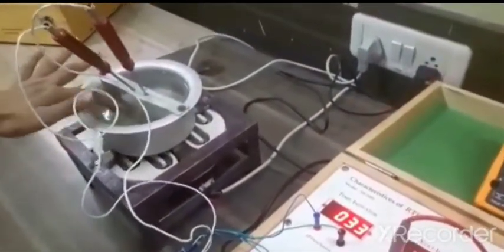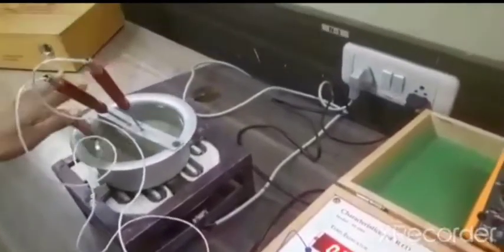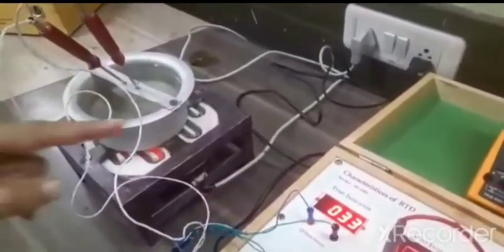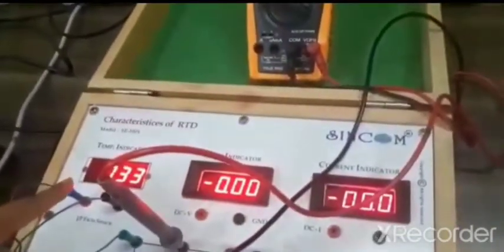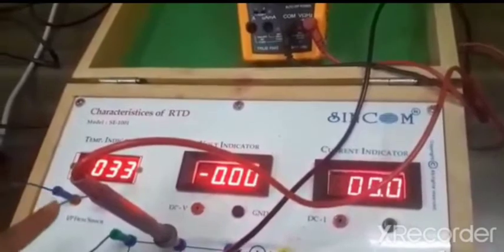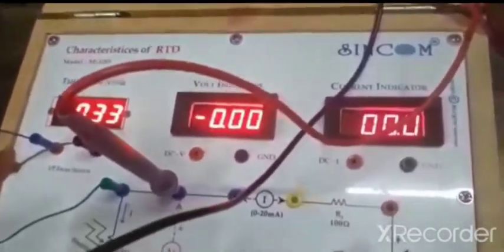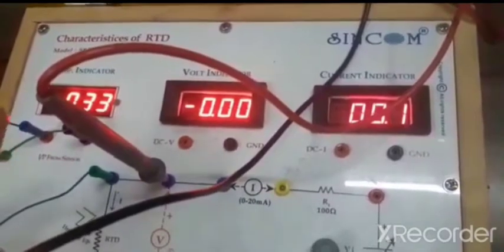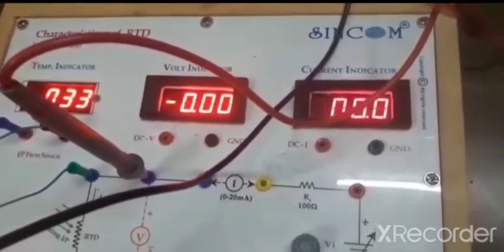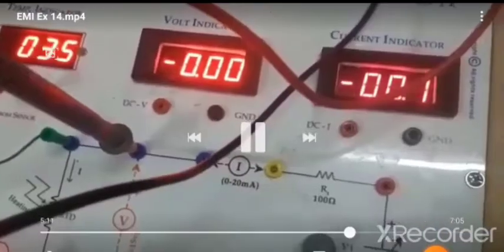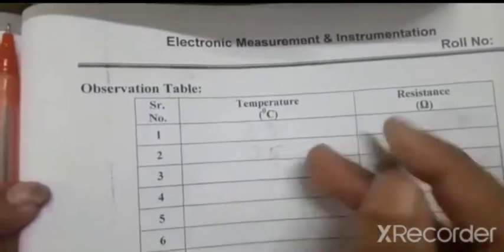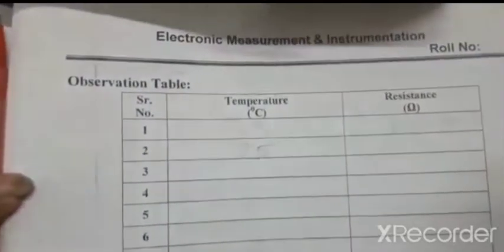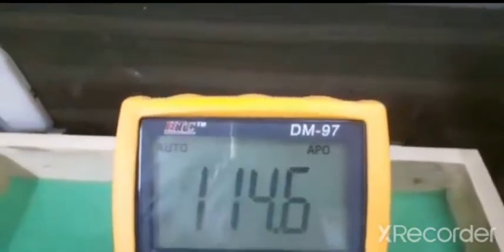Initially we write down the normal temperature. Now as we start the heater, the temperature will vary from 33 to 34 to 35 likewise. Now we'll wait for the temperature to rise up to 35. Now the temperature has risen to 35. For 35 degrees centigrade, what is the resistance value? 114.6 ohm.